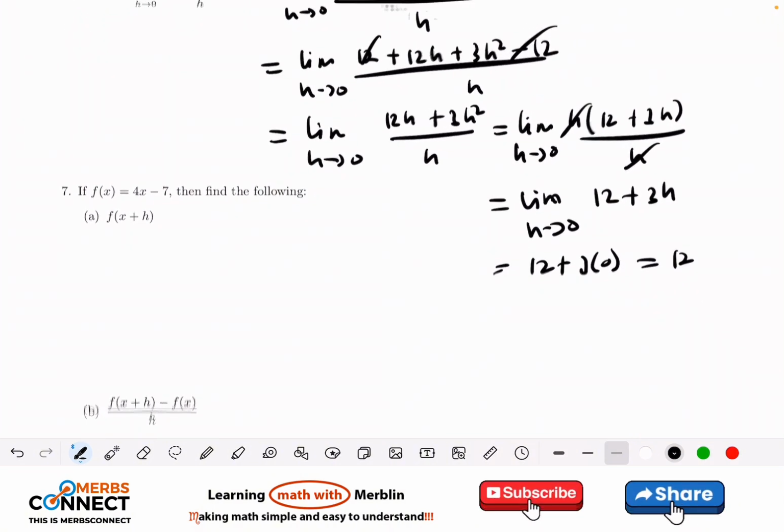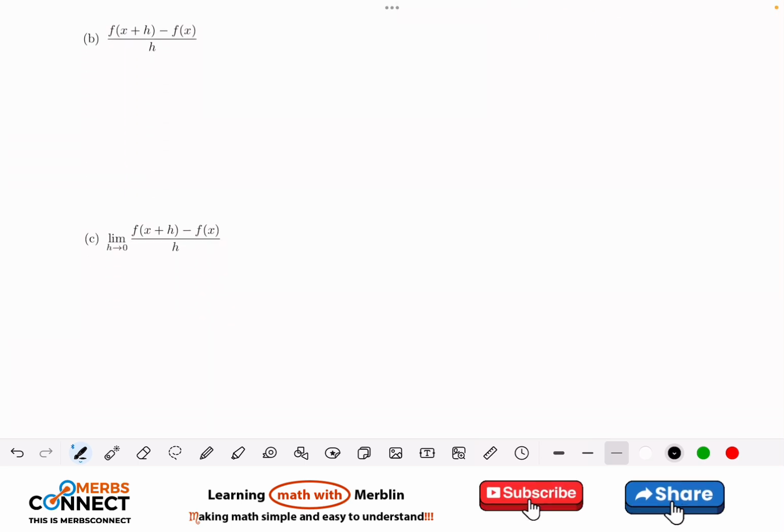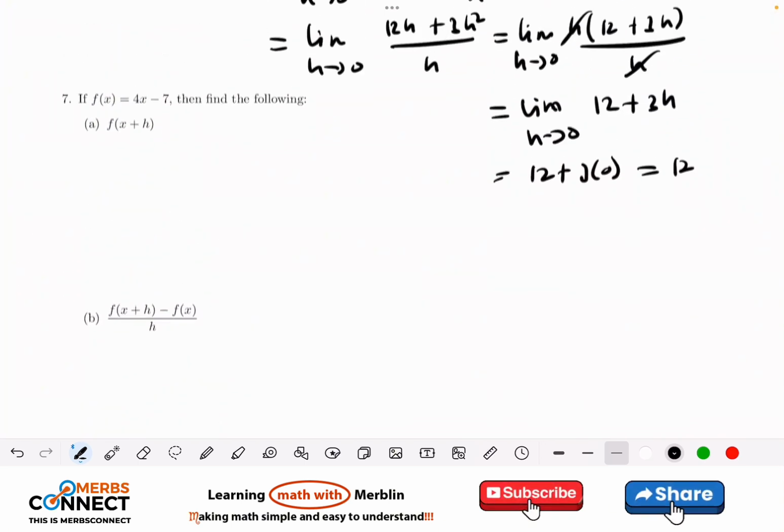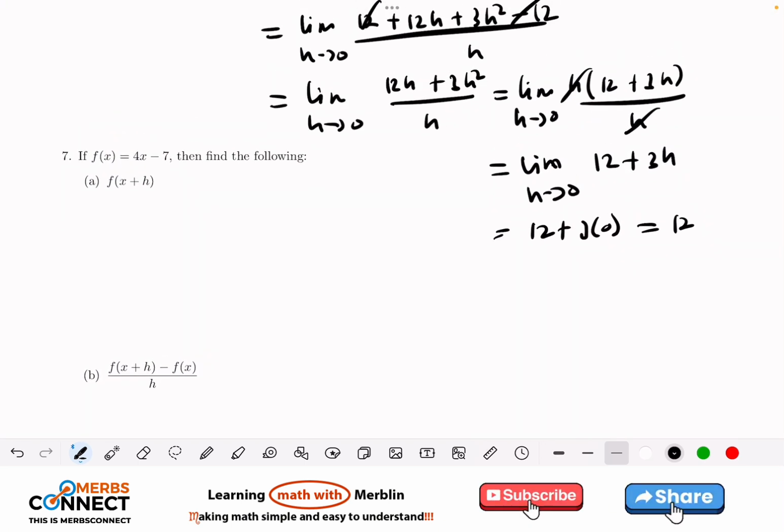Then let's look at the 7. I think the 7 is the last question. So we have f of x to be this. We need f of x plus h.